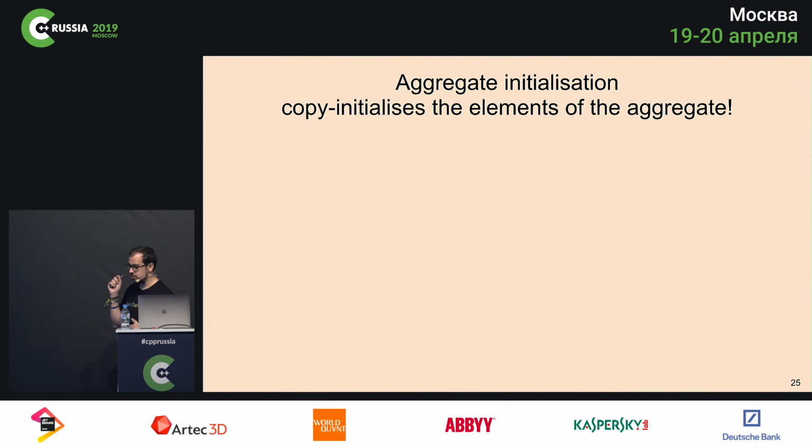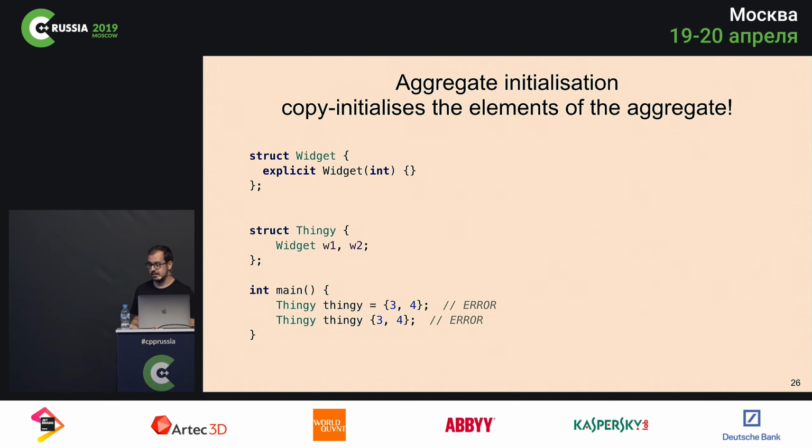This is actually going to copy initialize the elements, right? So this is important to remember about what aggregate initialization actually does. If you aggregate initialize an aggregate type, you're going to copy initialize its elements, which means, again, in this example, if you have an explicit constructor, and then you have an aggregate type containing several of those widgets, and then you try to aggregate initialize them, that's going to copy initialize the individual widgets. And if that's not possible, you're going to get a compiler error. And that happens both with and without the equal sign.